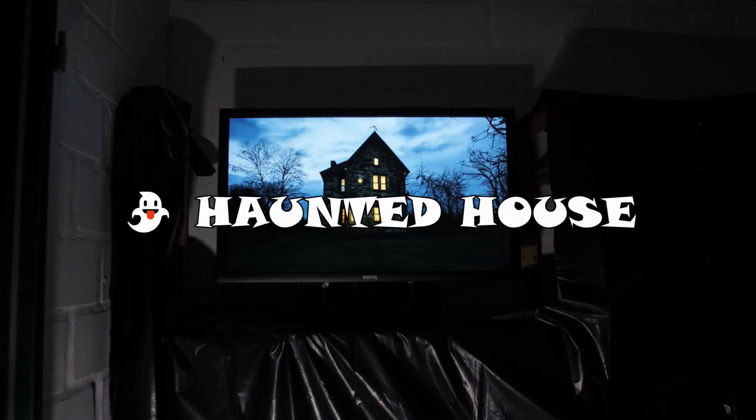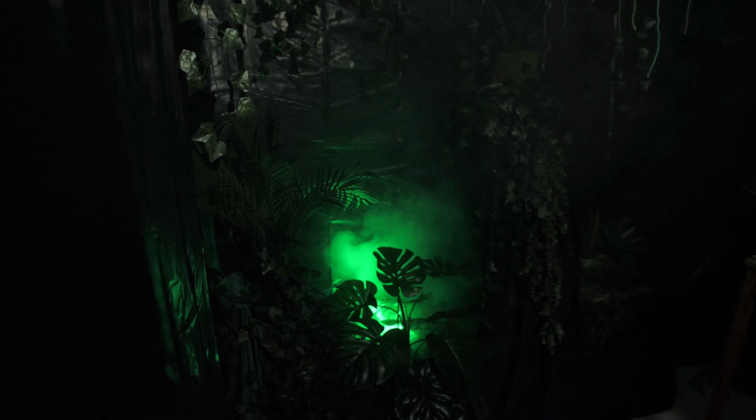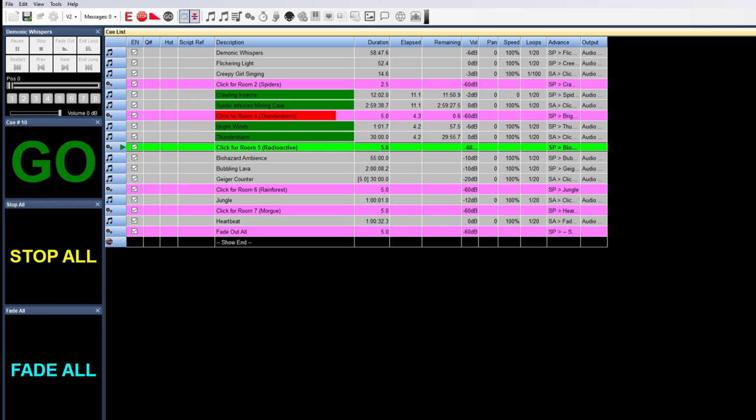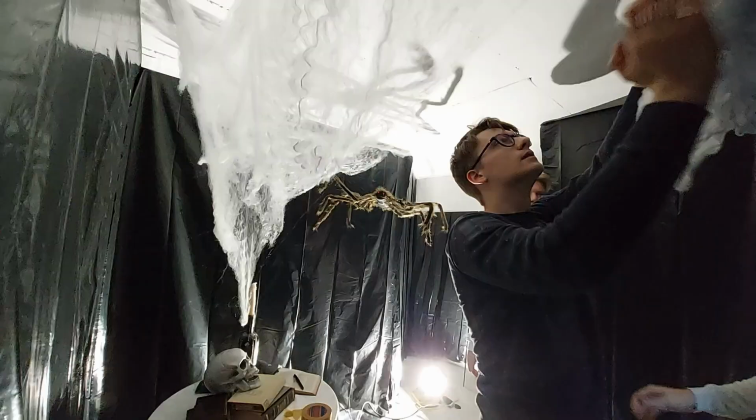This year's haunted house was on another level. We upgraded our designs, came up with more creative scare effects and even had a control room for live soundscapes. And the best part, all the materials we used fit within a low budget.